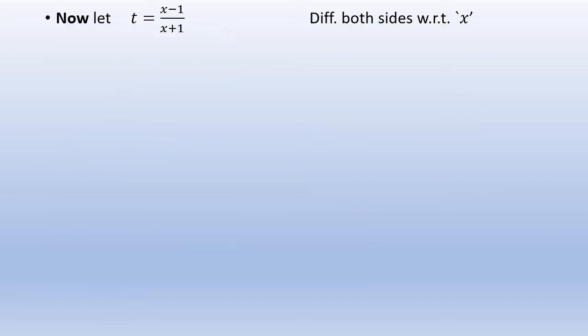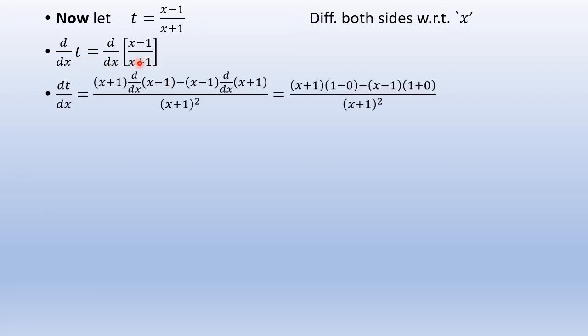Now we will put this thing equal to t. Let t equal (x − 1)/(x + 1). Differentiate both sides with respect to x, d/dx here, d/dx here. This becomes dt/dx, and here we have to use the quotient rule again. So (x + 1) squared in the denominator, (x + 1) here times the derivative of x − 1, minus (x − 1) here times the derivative of x + 1. The derivative of x is 1 and the derivative of 1 is 0. The derivative of x is 1 and the derivative of 1 is 0. So we get this thing.